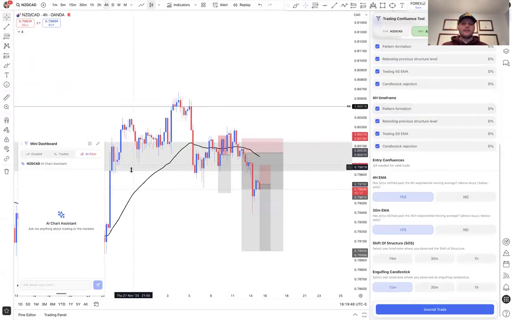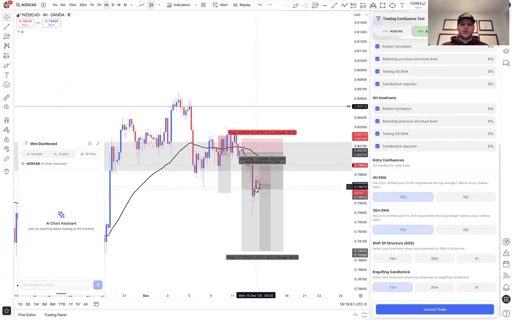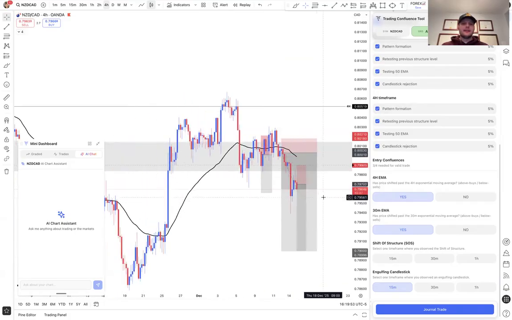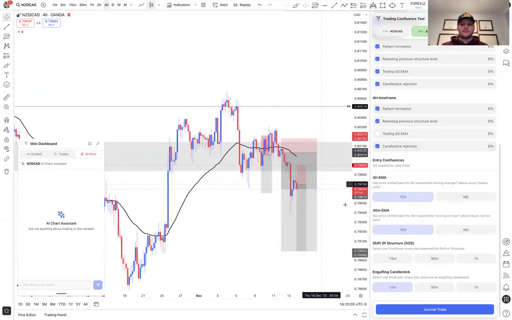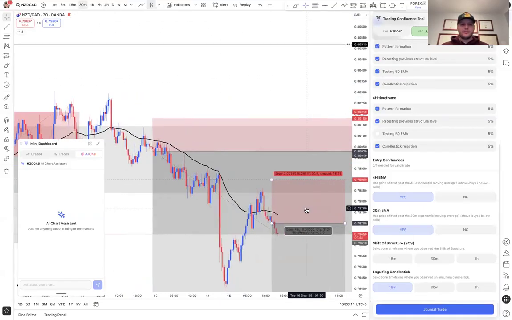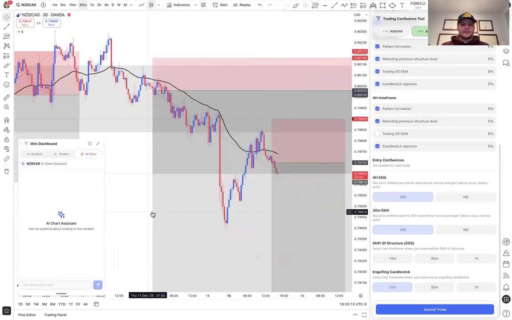4-hour time frame, we have a head and shoulders pattern, broke, pulled back, retested the neckline, retested the previous structures, retested the EMA. For this entry, we retested the EMA. For the current entry, we didn't really retest the EMA. We do have a candlestick rejection with the 4-hour candle, and then we're underneath the 4-hour EMA. With this entry, we are underneath the 30-minute EMA.